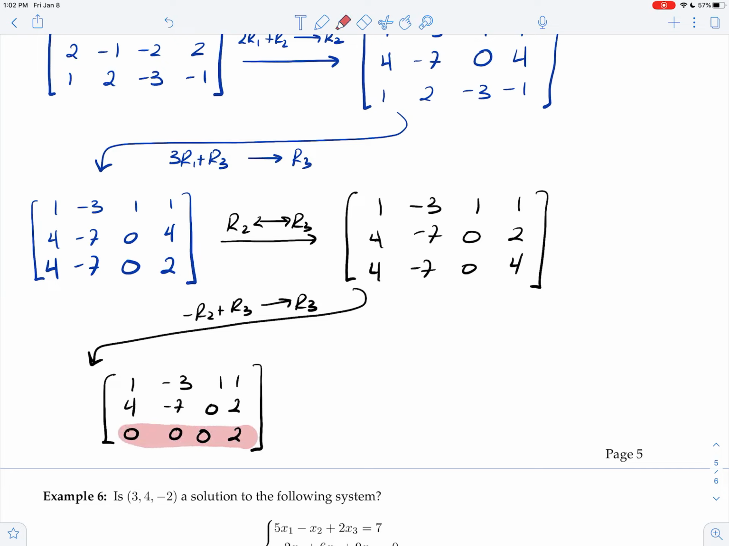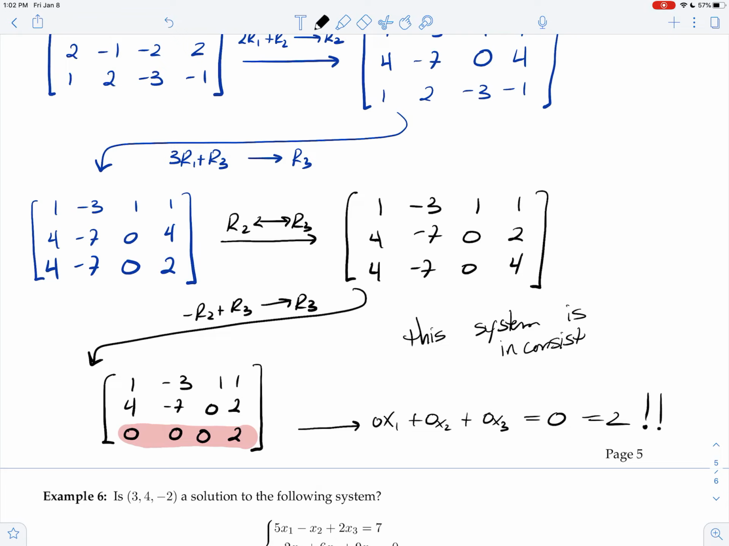When you see this form, all the variables are 0, but the constant isn't 0, then there's no solution. Think about what that equation means. That actually means 0x1 plus 0x2 plus 0x3, which, by the way, is just 0. 0 equals 2. That's a problem, right? So let me think about how to write that. That's what it's saying, and we'll put an exclamation point there. That can't happen. So this system is inconsistent, which means it has no solution.